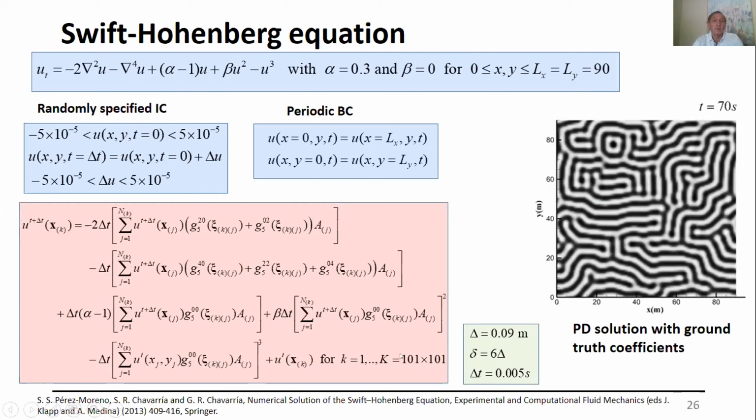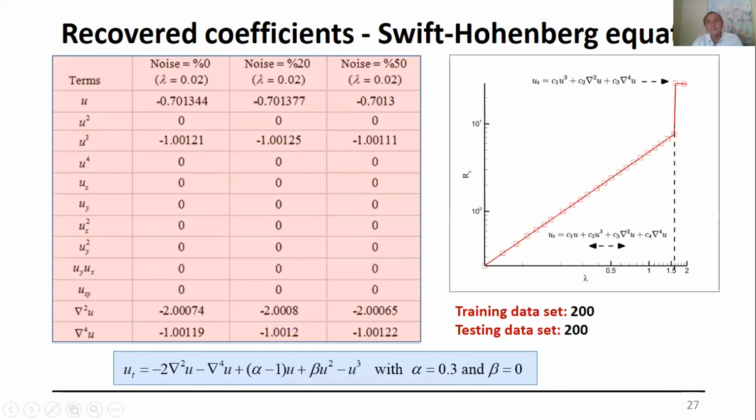And I have 101 by 101 grid spacing. The grid spacing is 0.09 meter. And that's my peridynamic solution with these coefficients that we have here. And beta is equal to 0, and alpha is 0.3, and these coefficients are seen here, 1 and 2. So here we construct the parsimony interval by using the training data set of 200 points, testing data 200 points.